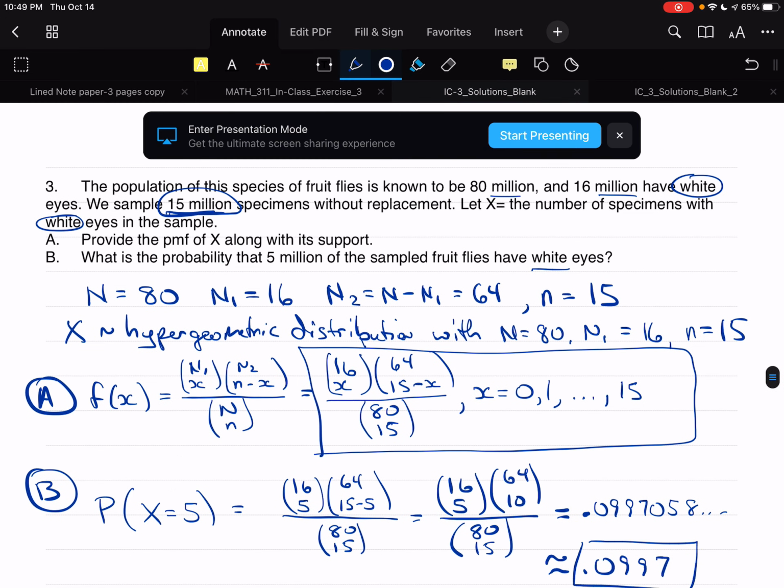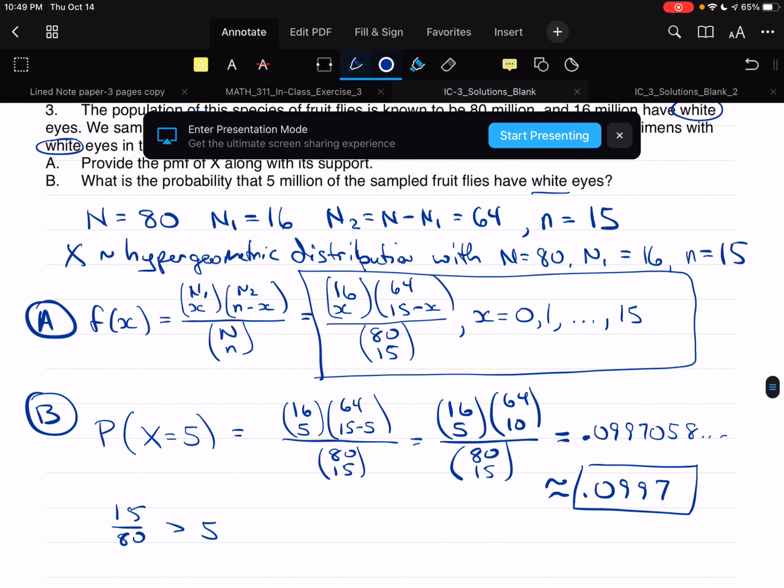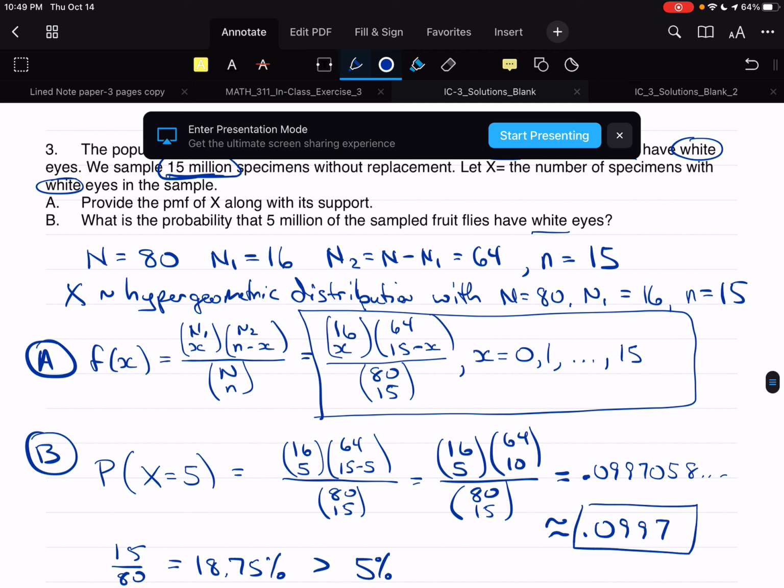That is something I should mention for number 3, is that we're sampling 15 million. 15 out of 80 is greater than 5%. In fact, 15 divided by 80 is 18.75%, which is much greater than 5%. So by the 5% rule, we cannot assume that the 15 million sampled are independent, because we're doing this without replacement. So this is definitely not a binomial or any other distribution. It has to be the hypergeometric distribution. All right.